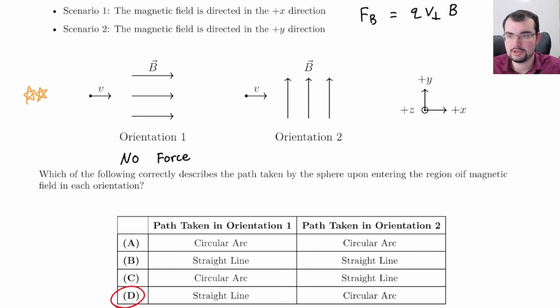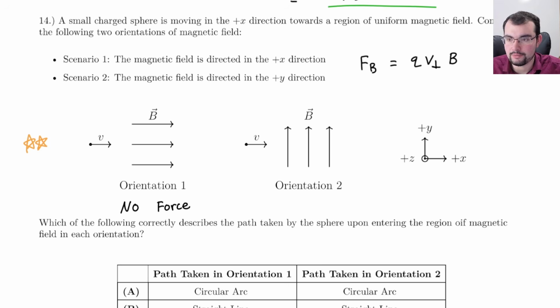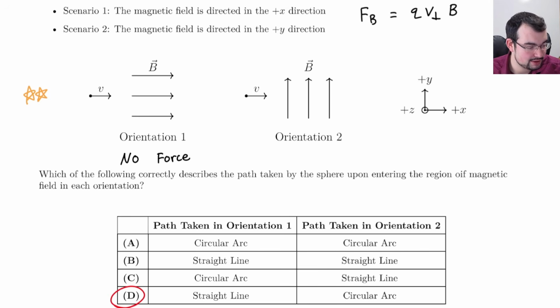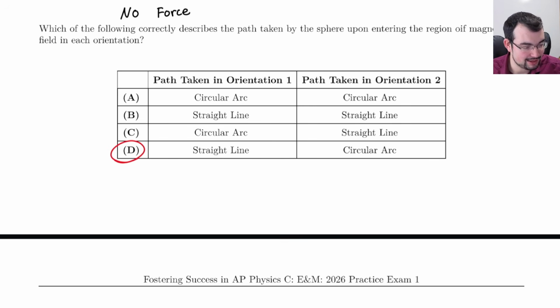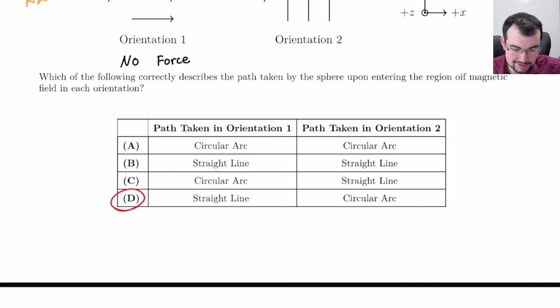And I would classify this as level 2 because you have to understand that you get no force in orientation 1. So magnetic force is about being perpendicular. So I'd rank that it's D. Or sorry, it is D. I'd rank it as level 2.